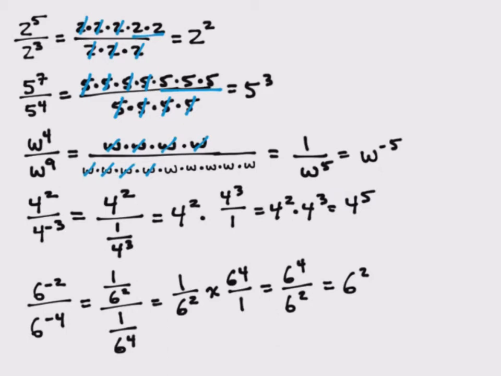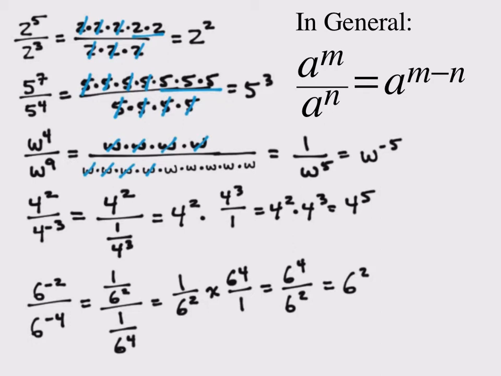And if we had just subtracted the exponents before, negative 2 minus negative 4 is the same thing as negative 2 plus 4, gives us 2. And our answer was 6 squared. The property holds all the time. And in general, for any real numbers a, m, and n, a to the m over a to the n equals a to the m minus n. That is, if you're doing division with two exponential expressions having the same base, all you need to do is subtract those exponents.